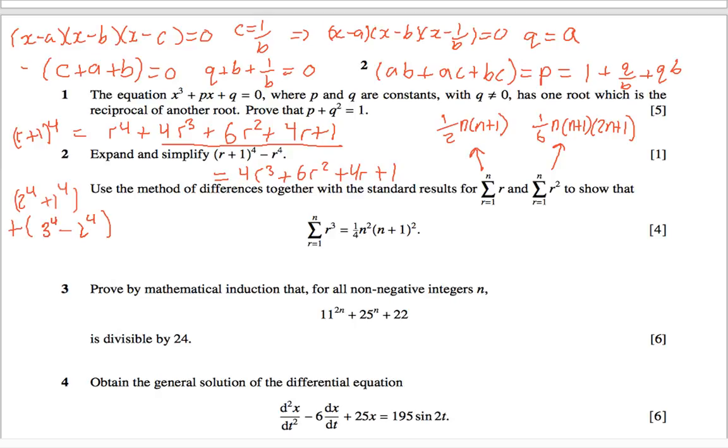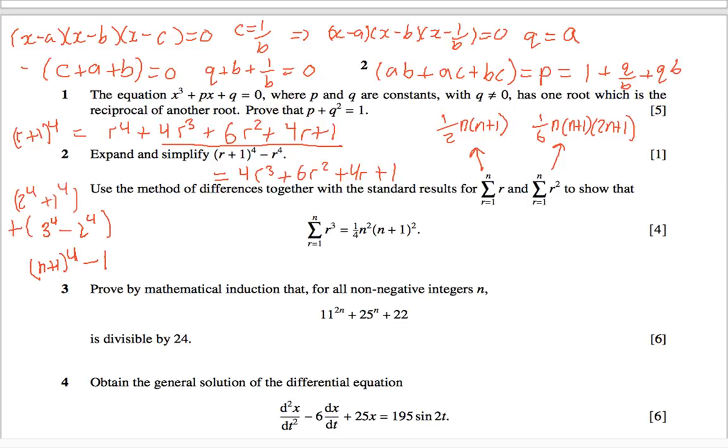And it's going to keep happening all the way through. So the only terms we're actually going to get left with on the left-hand side are a 1, the first one, and then the n plus 1 to the 4, which is the very, very last term. Okay, so that's what happens when you sum the left-hand side.